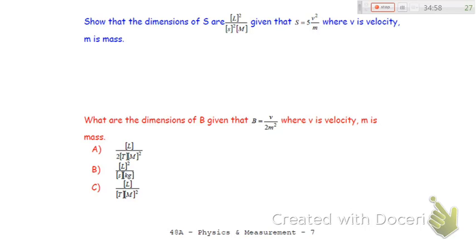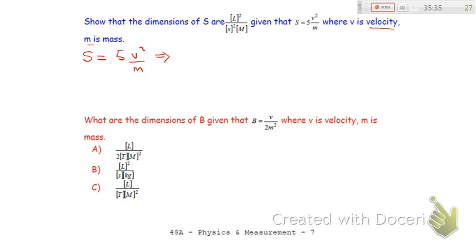Let's do an example of this. This is a question. In a test, I wouldn't say, show that the dimensions of S are. I would say, what are the dimensions of S, given that S is equal to 5v squared over m, and I tell you that v stands for velocity and m stands for mass. So the first thing to realize is 5 is dimensionless. It's a complete red herring. It's nothing to do with your dimensions. So you ignore the 5.